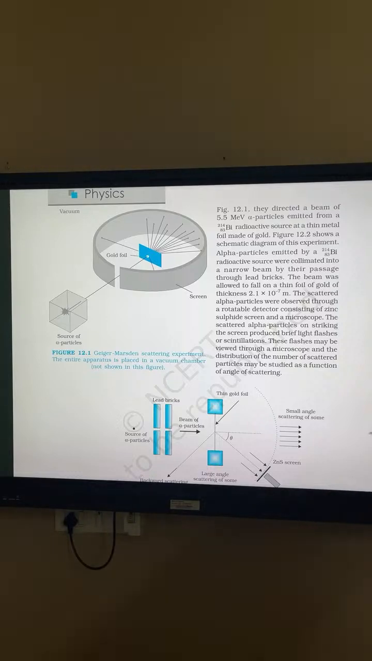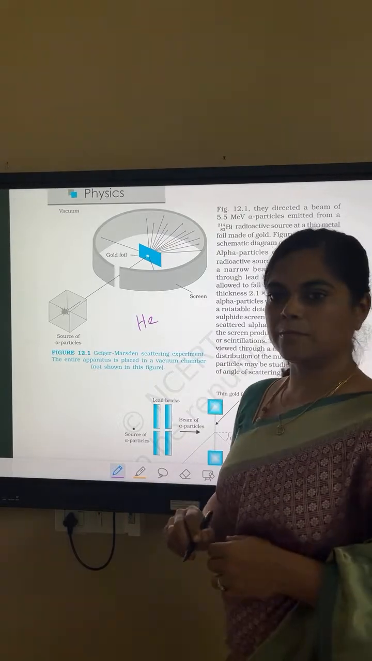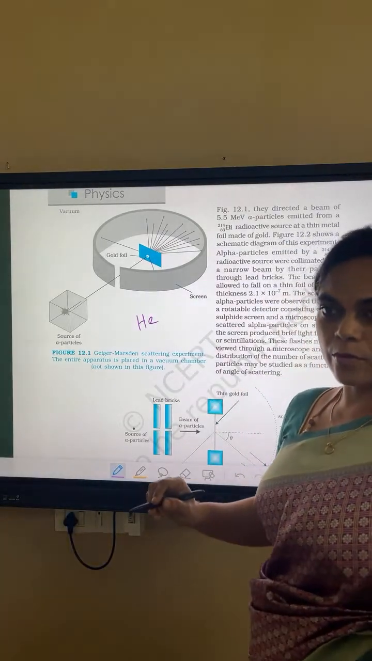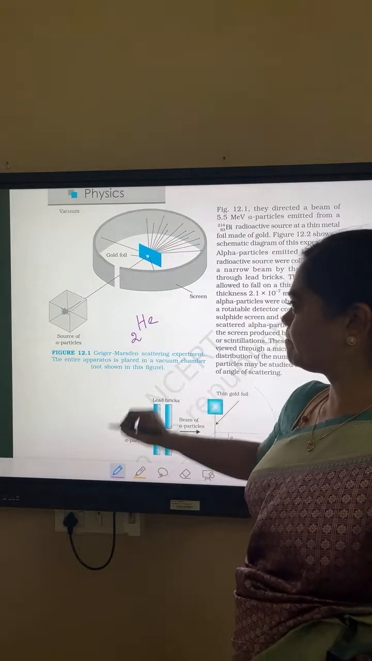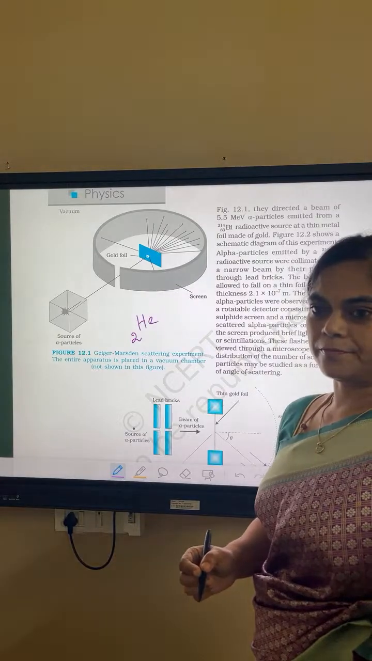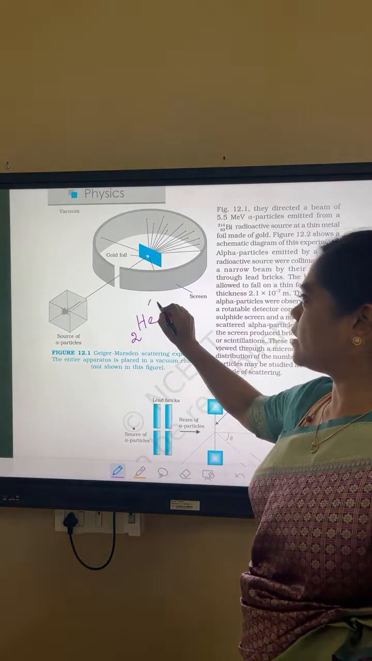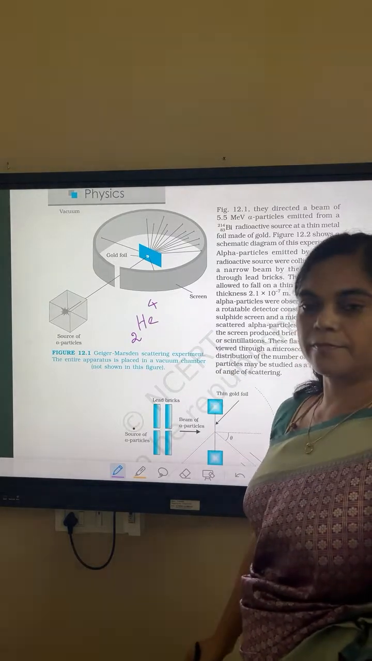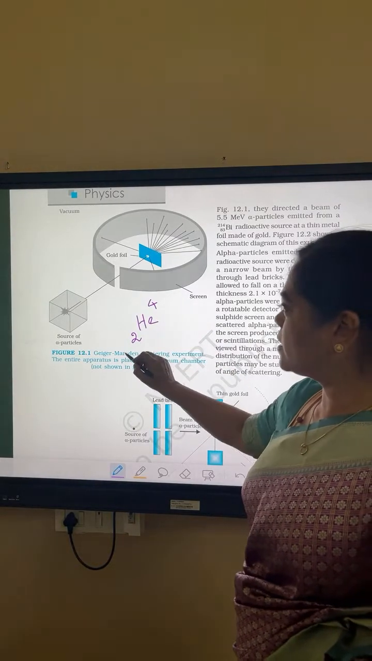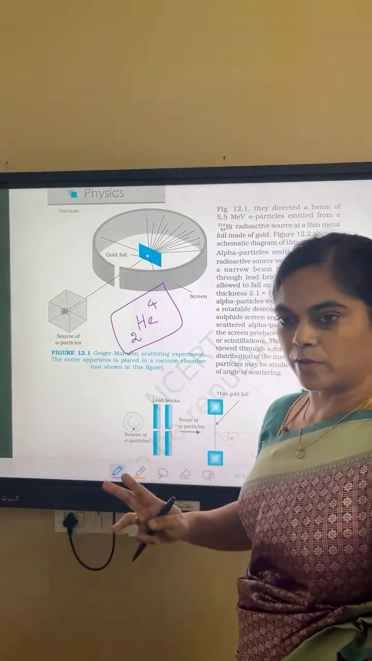Okay, an alpha particle is usually a helium atom. What is the valency of the helium atom? Plus 2. How many electrons are in it? 2 electrons. What is the mass number? 4. What is the number of protons? 2. And neutrons? 2 neutrons. Okay, this is the basic thing. It consists of 2 electrons and 2 protons.